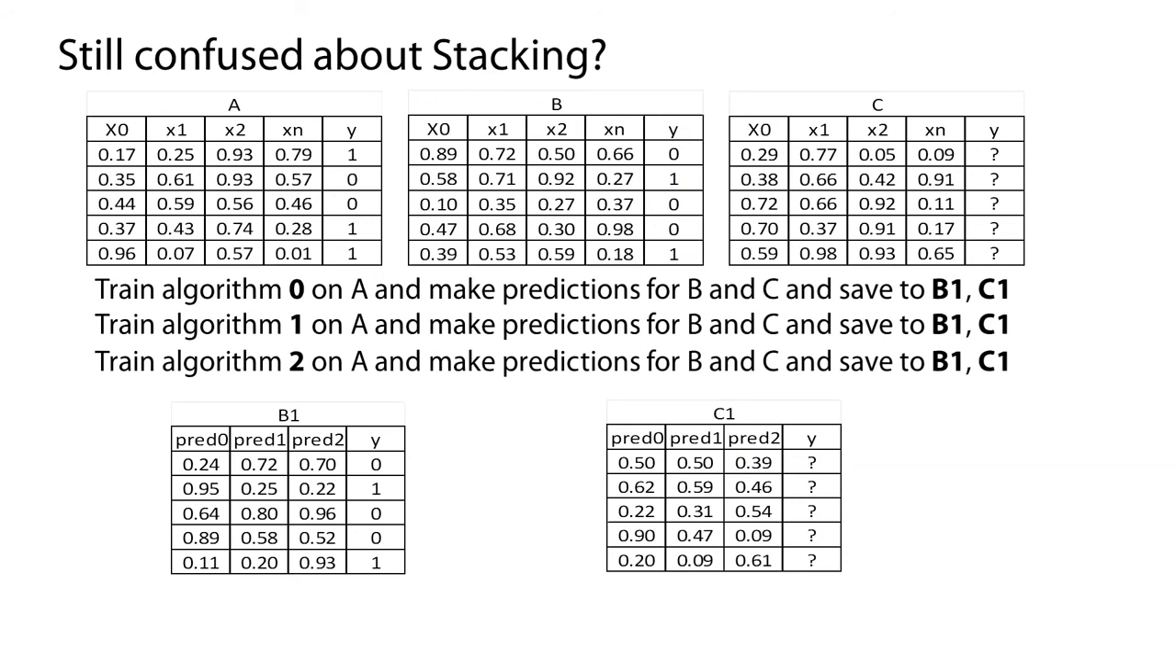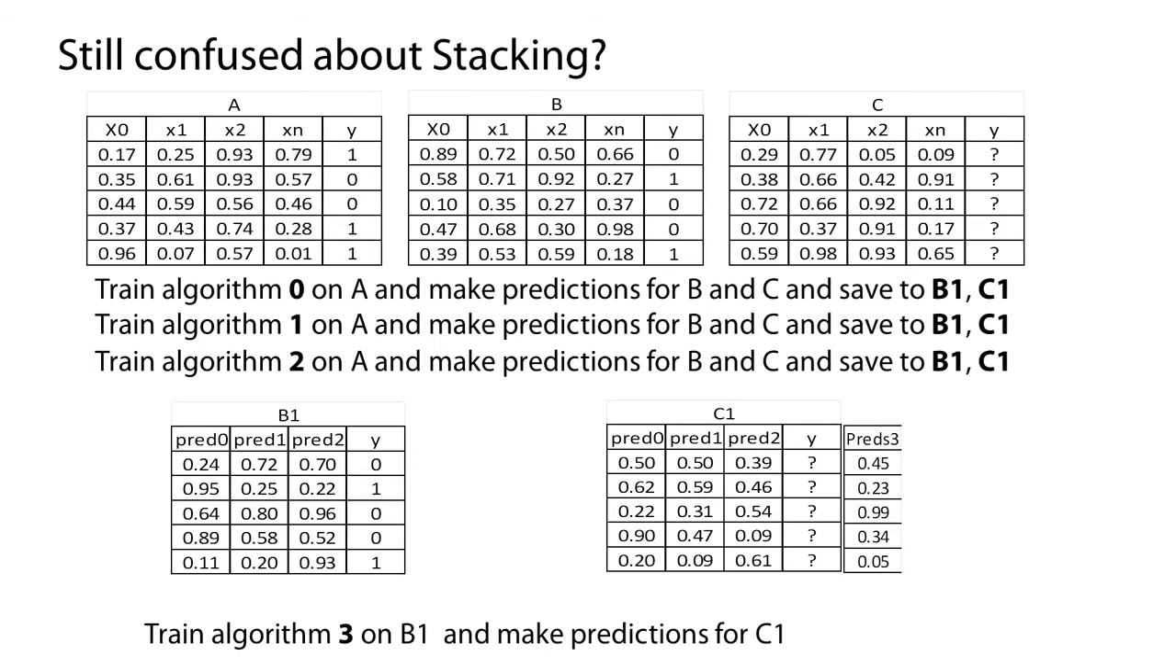So what we're going to do now is use the newly formed data sets and train one last algorithm on B1 and make predictions for C1. And this is basically how you can use stacking, or stack generalization. It's the same in order to make predictions for a test data set. It requires another data set to make predictions, and then you use this data set to fit one last model. This is how it works.